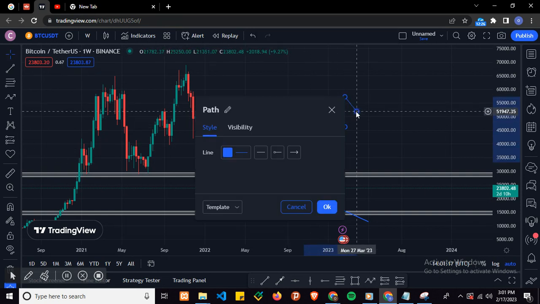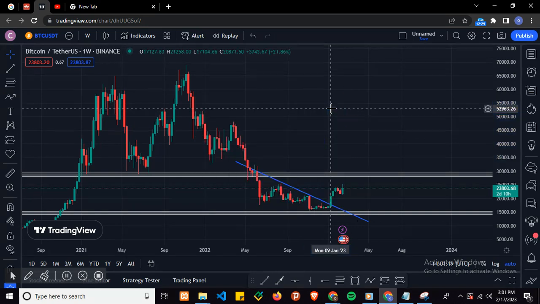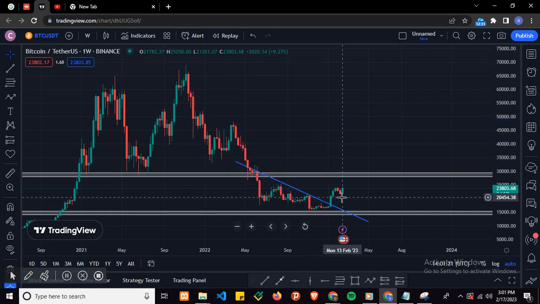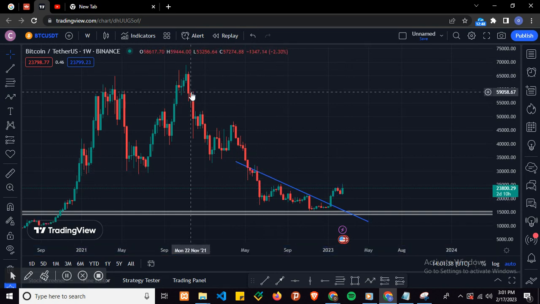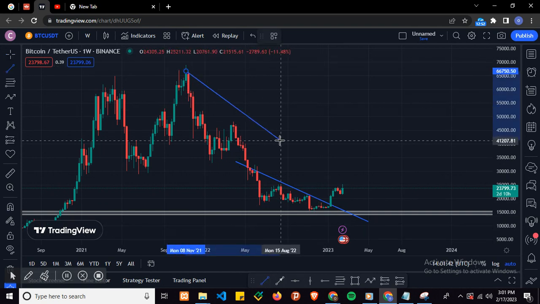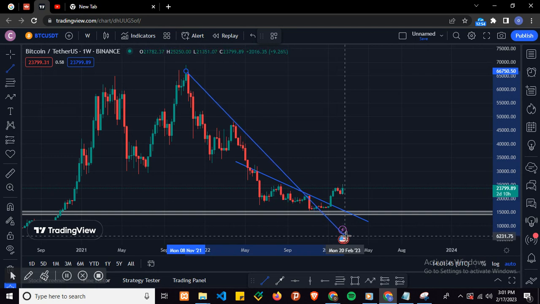Now I'm seeing something. See, it goes up like this, comes down, then like this. So now I'm drawing my trend line. See what's happening from this one to this one.